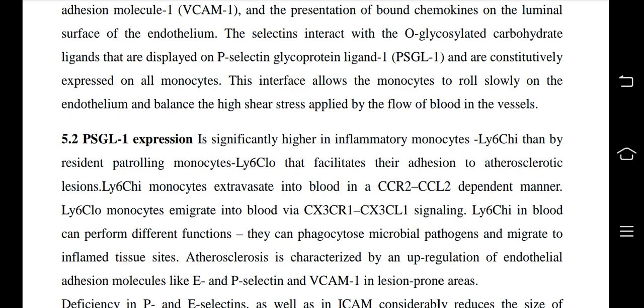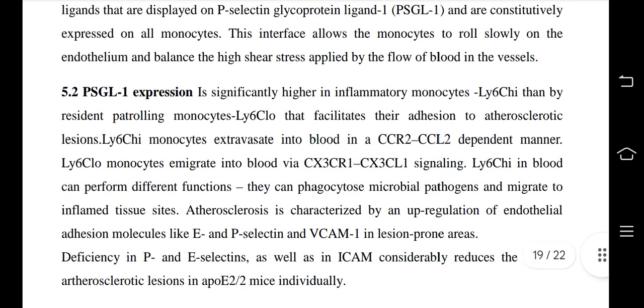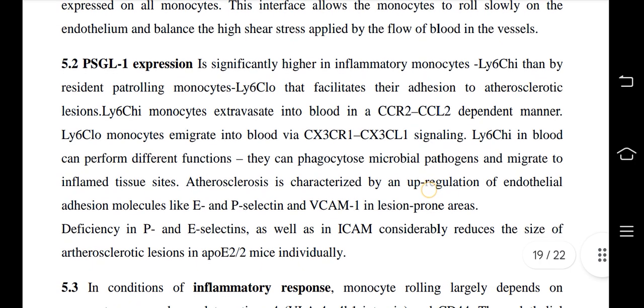This interface allows the monocyte to roll slowly on the endothelium and balance the high shear stress applied by the flow of blood in the vessels. PSGL1 expression is significantly higher in inflammatory monocytes than in resident patrolling monocytes, which facilitates their adhesion to atherosclerotic lesions. So Ly6C-high monocytes extravasate into blood in a CCR2-CCL2 dependent manner. These monocytes emigrate into blood via CX3CR1-CX3CL1 signaling.